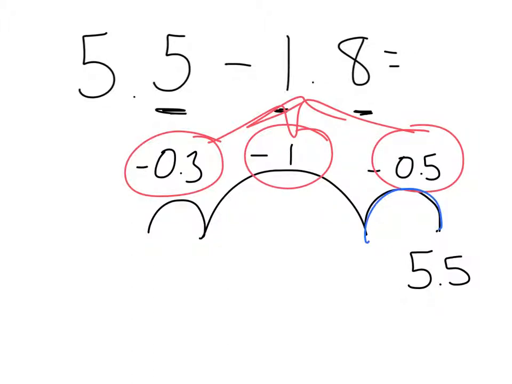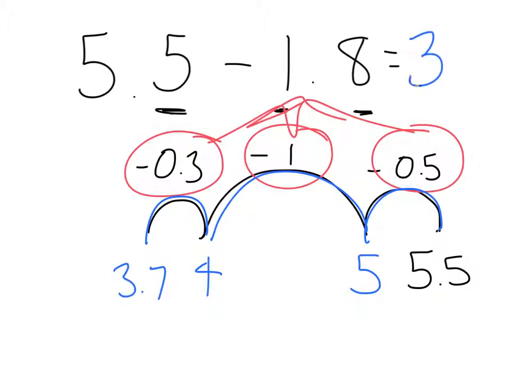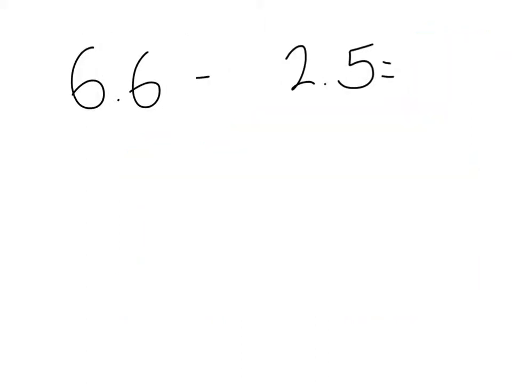5.5 take away 0.5 takes us to 5, take away 1 means we're at 4, and take away 0.3 gets us to 3.7. So the answer that you got was hopefully 3.7. Okay team, have a go at this question. It is a little bit different, so that'll be something for you to look out for. And pause the tutorial and then press play once you've had a go and see how you get on.